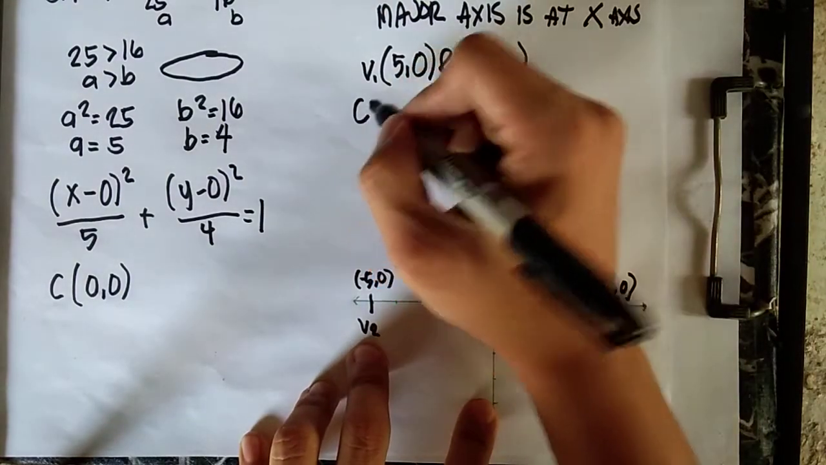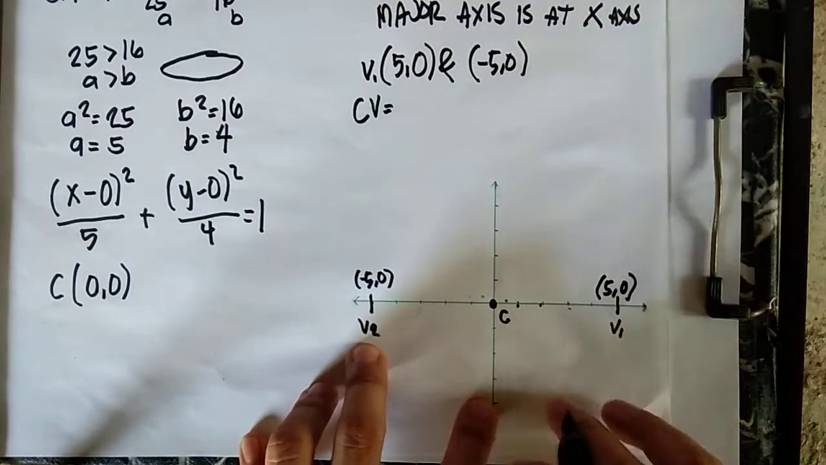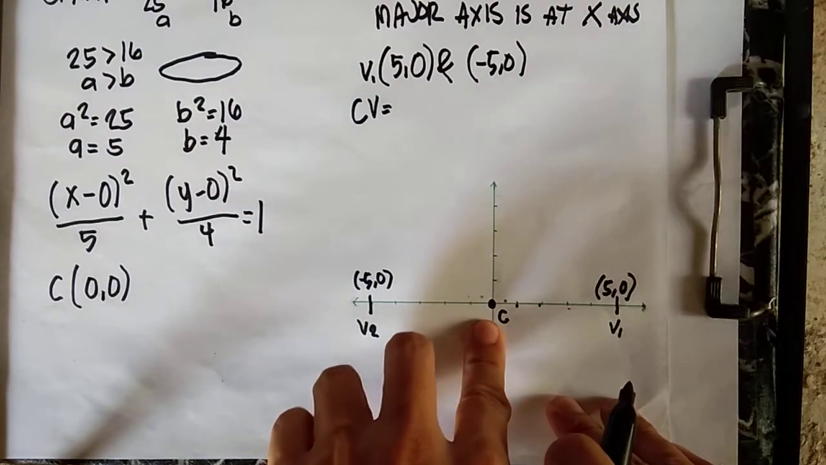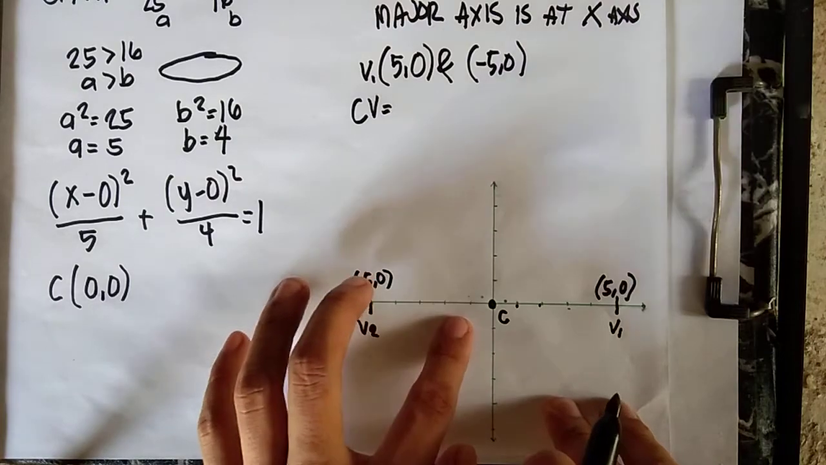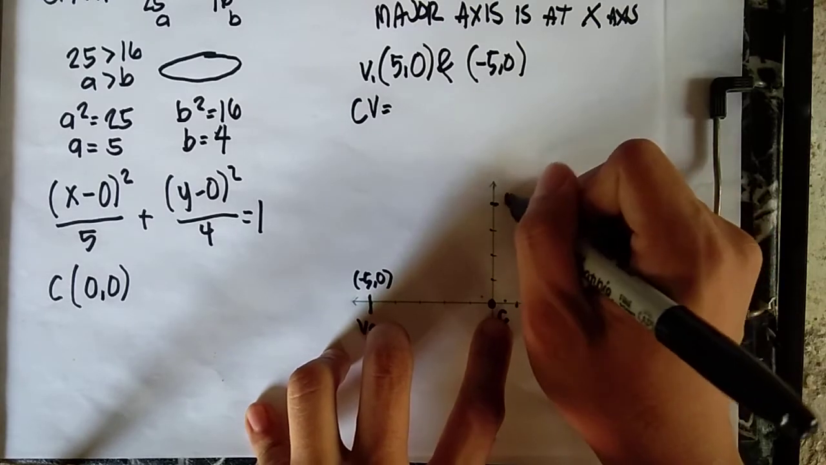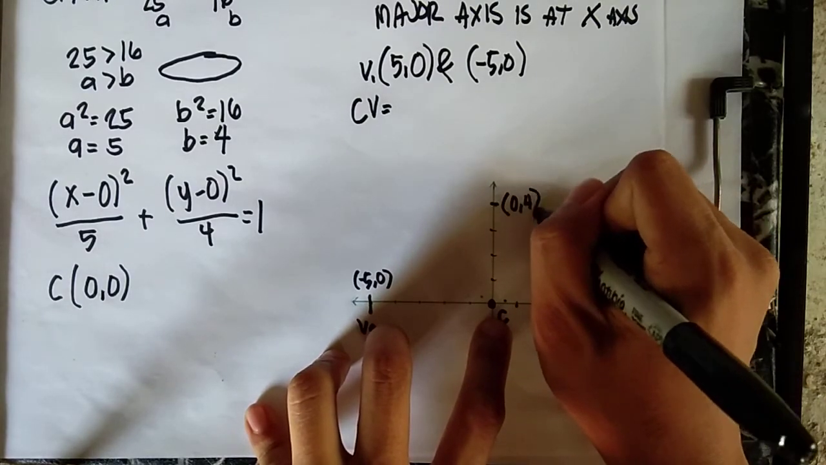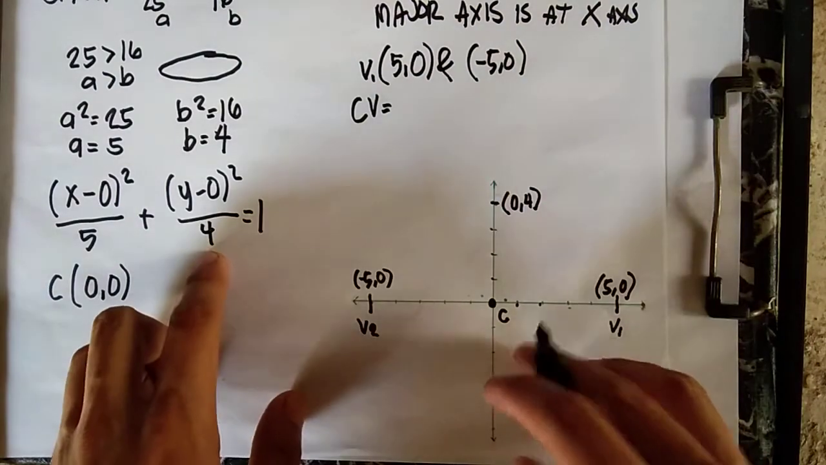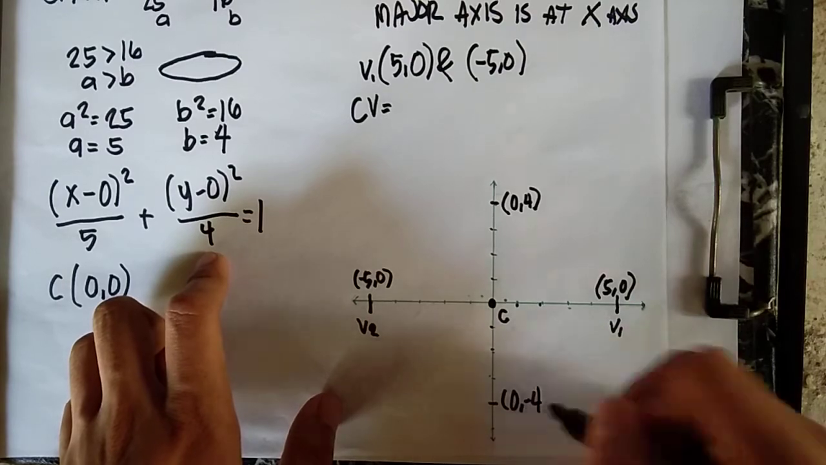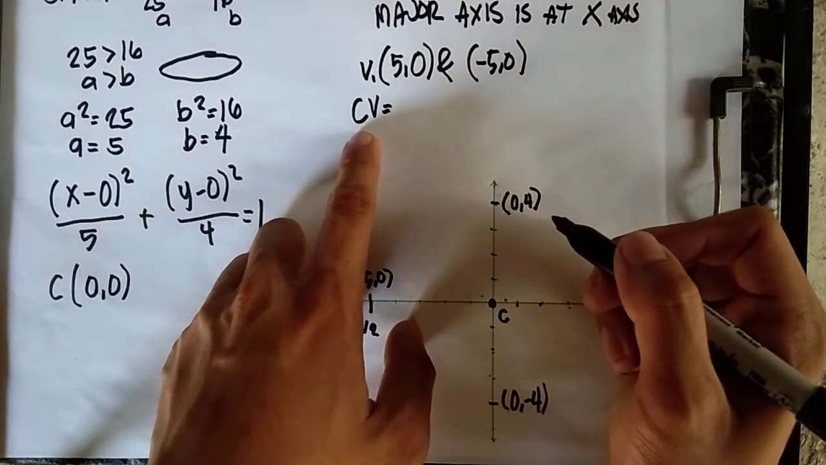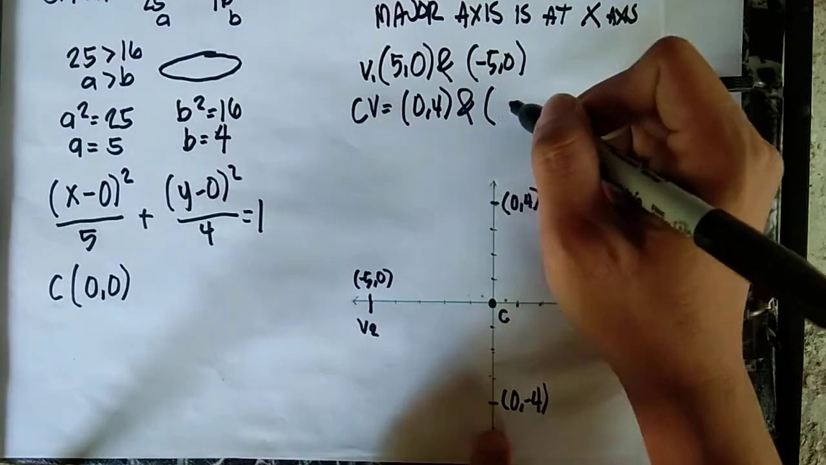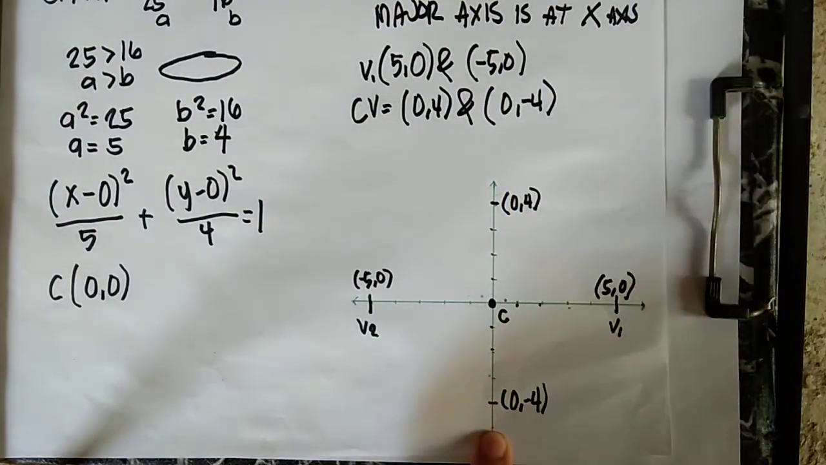Ang atin namang co-vertex ay yun namang b, which is equal to 4. So, ibig sabihin, mula center, bibilang tayo ng plus 4 at saka magmi-minus tayo ng 4. So, we will have 1, 2, 3, 4. Ito ay nasa 0, positive 4. And then bibilang naman tayo ng 4 pababa. So we will have 1, 2, 3, 4. So, this is 0, negative 4. So, ang ating co-vertex is at 0, 4, and 0, negative 4.